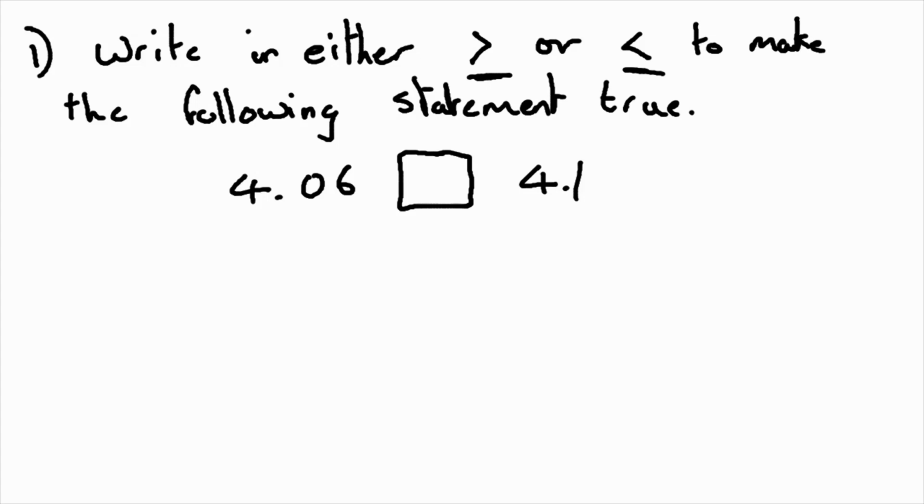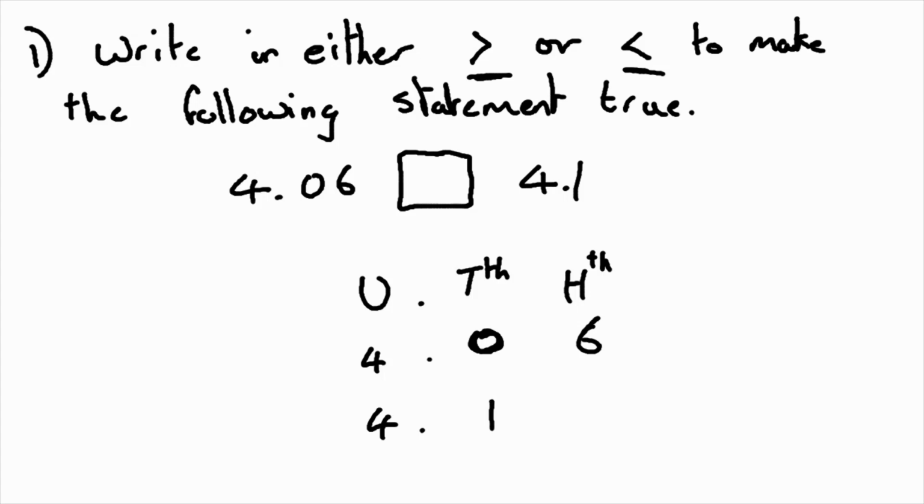Now, the way we're going to do this is we're going to be using place value. We're going to be using our columns that we had in our previous video. So if we notice, we're going to have some units, a decimal point, some tenths, and some hundredths. So 4.06, the 4 is in the units, the 0 is in the tenths, and the 6 is in the hundredths. 4.1, we have a 4 in the units and a 1 in the tenths.